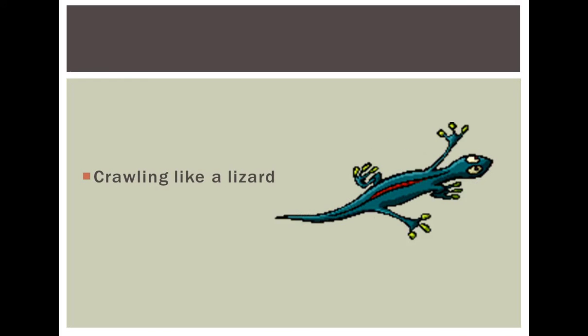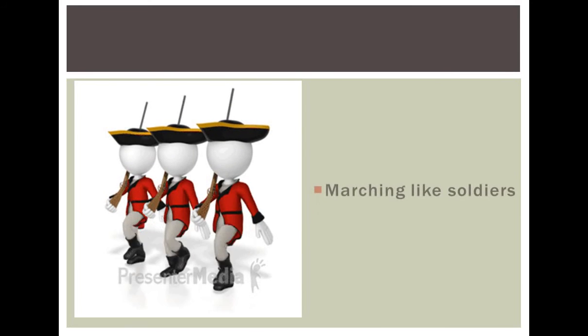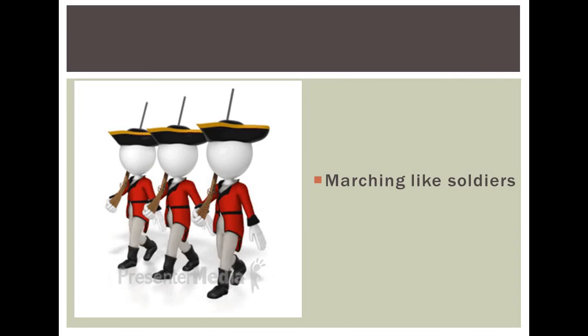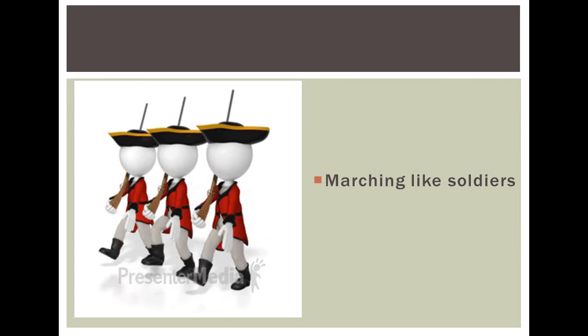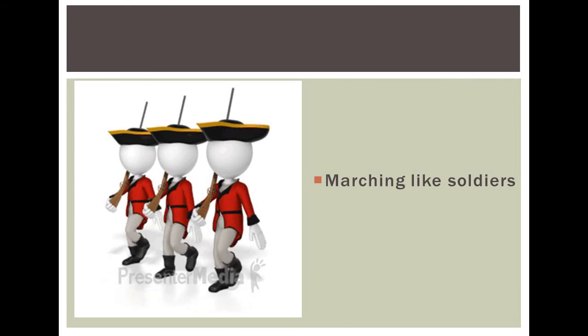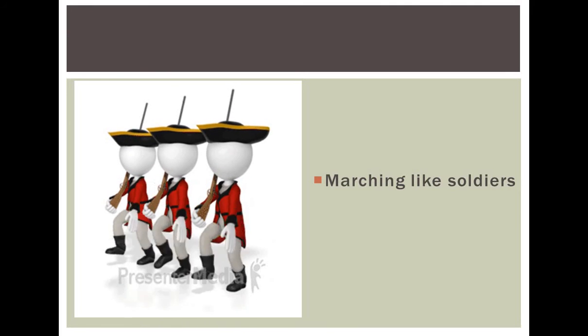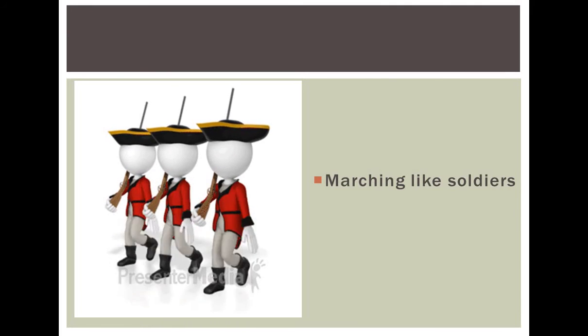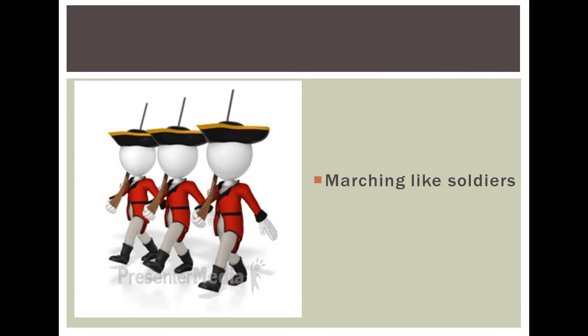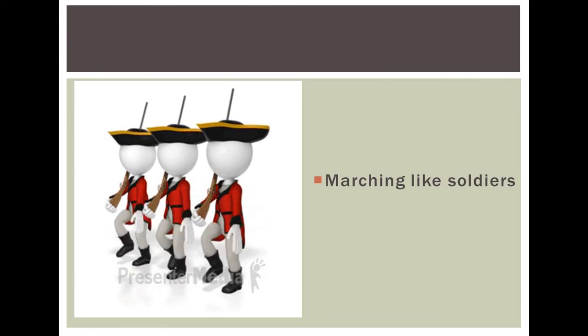We also see a lizard moving. As the lizard moves, it crawls, which is called crawling like a lizard. It's also a rhythmic activity that is done by the lizard. We must have seen soldiers march. The soldiers marching is a very unique rhythmic activity that is done by man. As the soldier marches, they move from one direction to another following a rhythmic step.